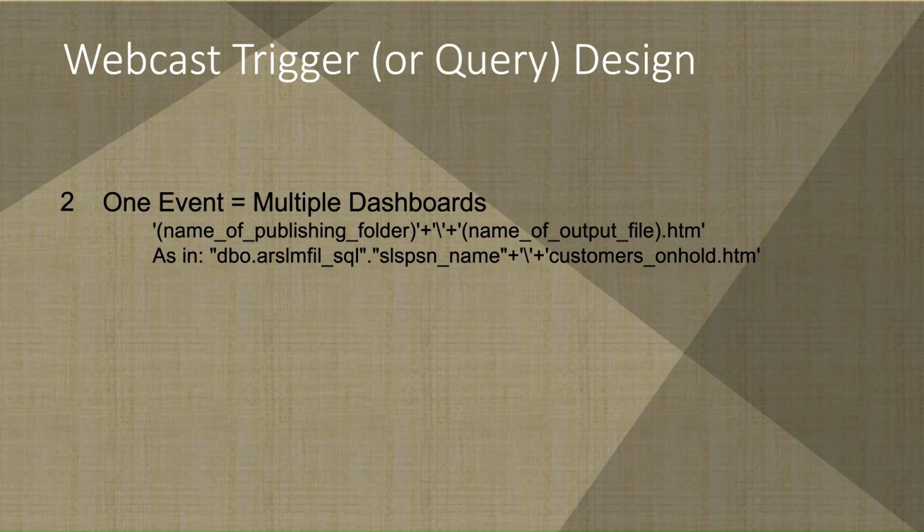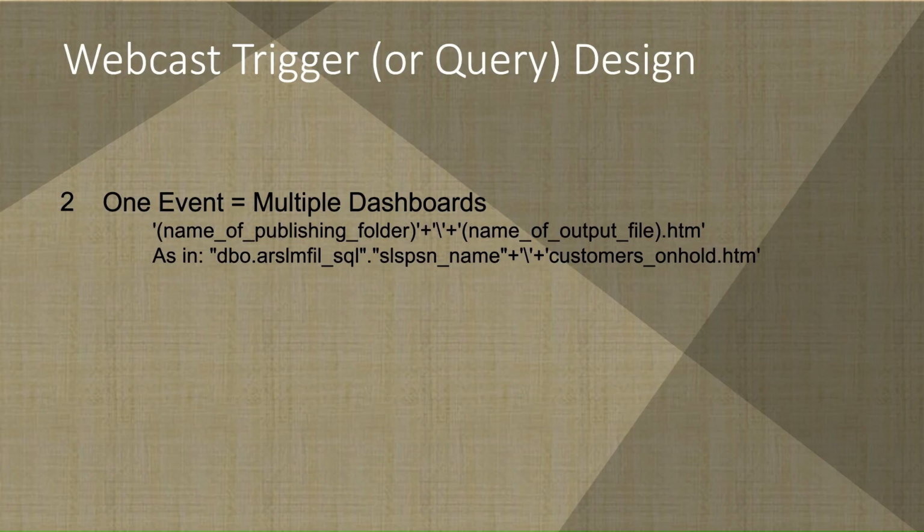The next type of trigger we will look at is one event, multiple dashboards. If an event is going to generate multiple dashboards, for example, user-specific, you will need to embed variables within the query dashboard address column. Using the example of the customers on hold dashboard, let's say you want to create one dashboard for each salesperson who has on hold customers, and you have sales reps named Bruce Huntington, Karen Beck, and Ron Calley. You've already created a publishing location folder for each of them.